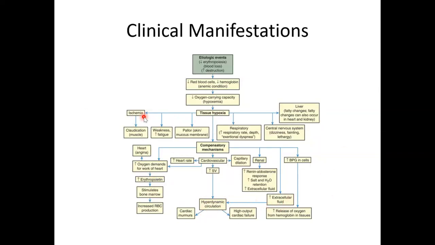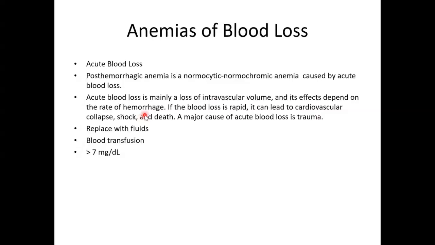Yeah, I think that's good for that right now. Those are the main things I want you to know. So anemia is a blood loss, or acute blood loss. Post-hemorrhagic anemia is normocytic, normochromic, right? Nothing's wrong with the blood cells. They're just bleeding, caused by acute blood loss.